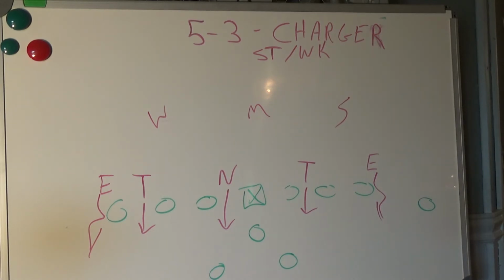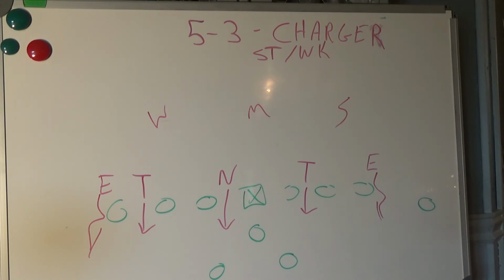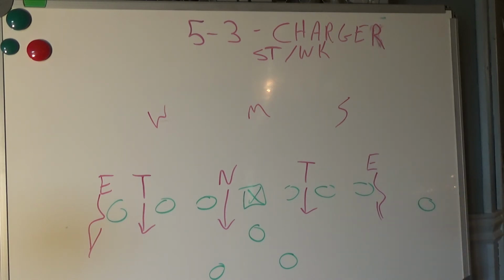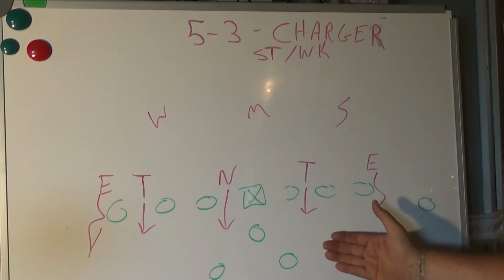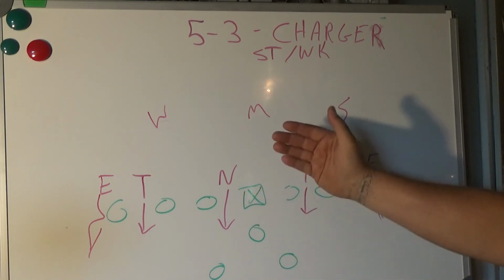So 53 Charger weak, we shift one to the open gap to the weak side. 53 Charger strong, we shift to the gap to our strong side from our normal alignment, and our goal is to just shoot through the gap, trying to get penetration. We're not trying to hit the center to mess up the exchange.